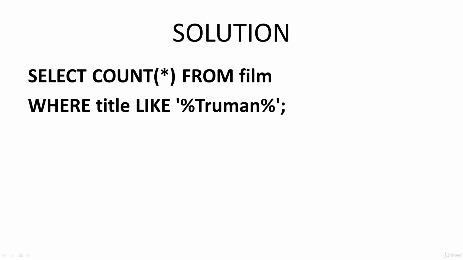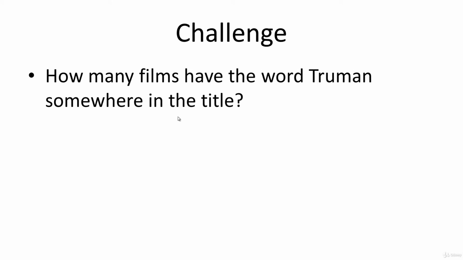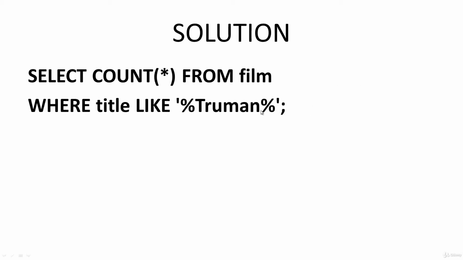Here it comes. So the solution is to SELECT COUNT(*). Again, we just want to select the count of the number of rows returned from film, where the title column is LIKE, and this is where maybe it was a little tricky for you, but remember the question asked, if we just go back two slides here, it asked how many films have the word Truman somewhere in the title. So not at the beginning, not at the end, just anywhere in the title. And that means we had to use wildcard operators on both ends of Truman, meaning any sequence of characters can come before Truman, and that includes spaces, and any sequence of characters can come after Truman.